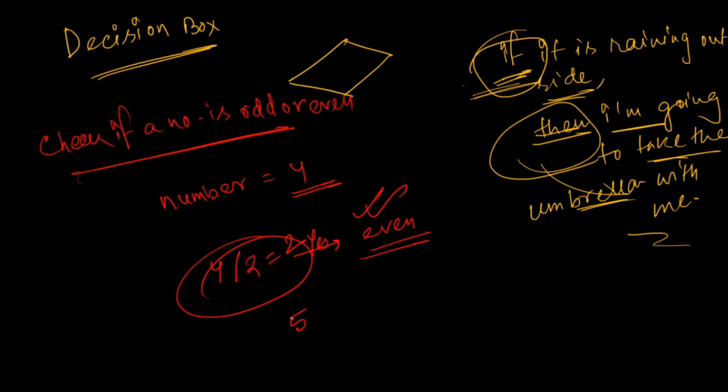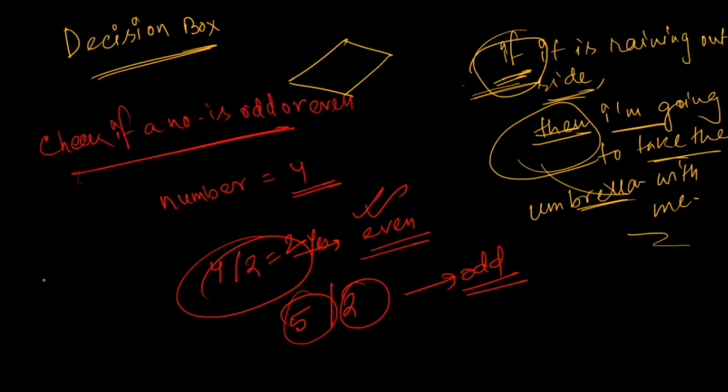And if we take 5, for example, 5 is not divisible by 2, so it is odd, right? If any number is not divisible by 2, then that number is odd, and if any number is divisible by 2, then it is even.